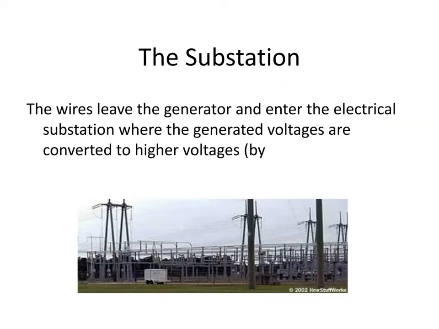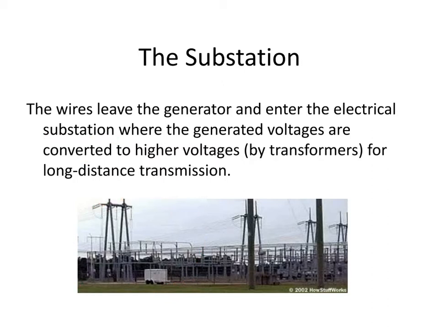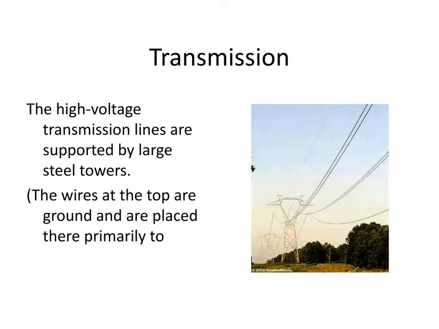So the wires leave the generator and enter what's called an electrical substation, where the voltages are converted to higher voltages. And that's really important. We transmit the electricity with extremely high voltages, and that saves us from wasting a lot of energy. We'll see why in a moment. We use transformers to do that, and that's so that we can transmit the electrical energy over long distances.